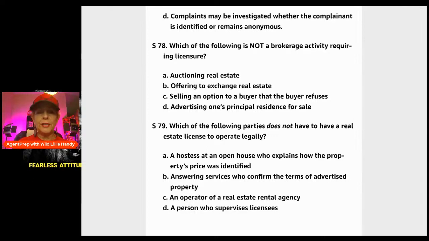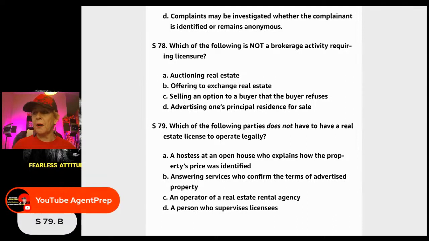And yes, the answer is B, answering services who confirm the terms of the advertised property.